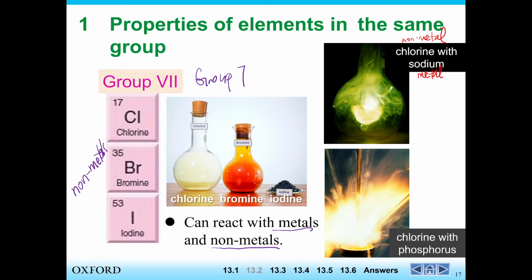And down here, you have chlorine, which is a non-metal, and phosphorus, which is also a non-metal. So this is pretty interesting. It can react with both metal and non-metal.